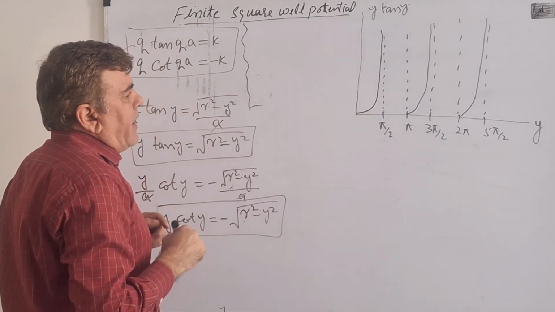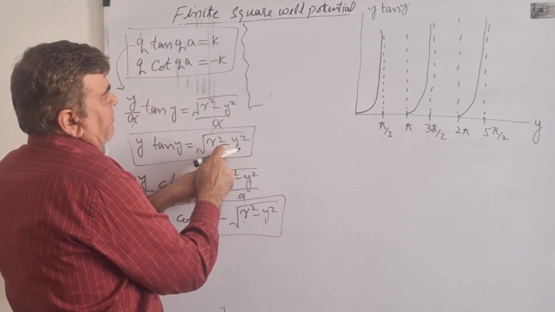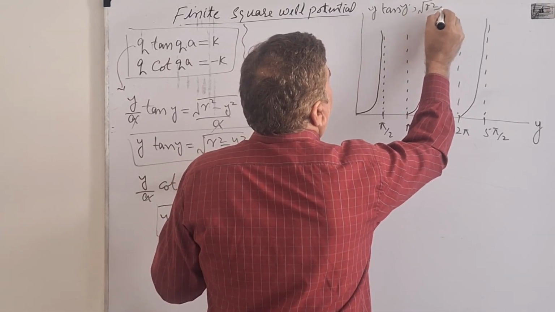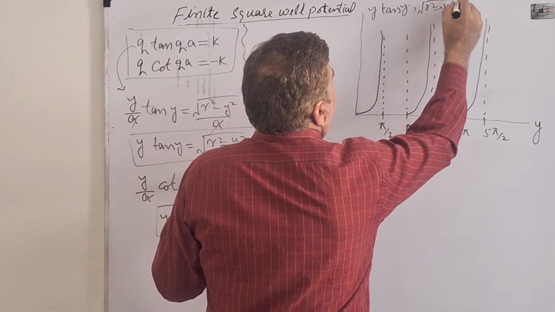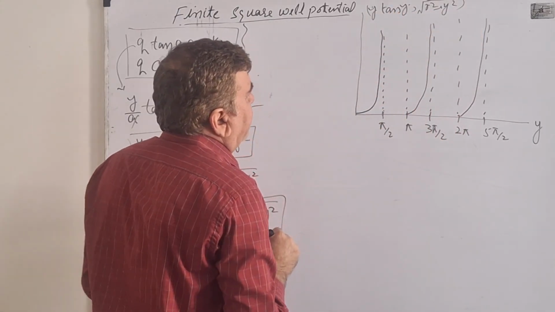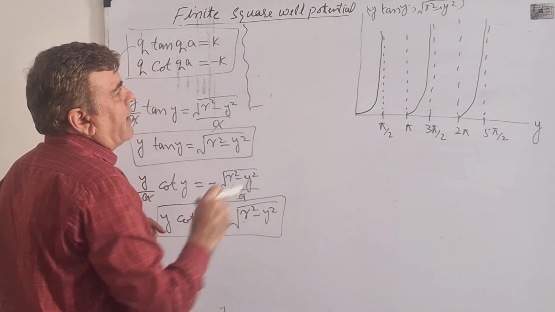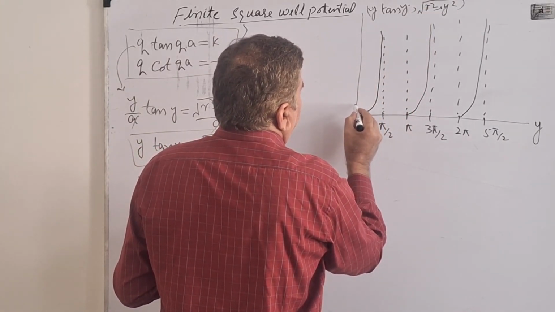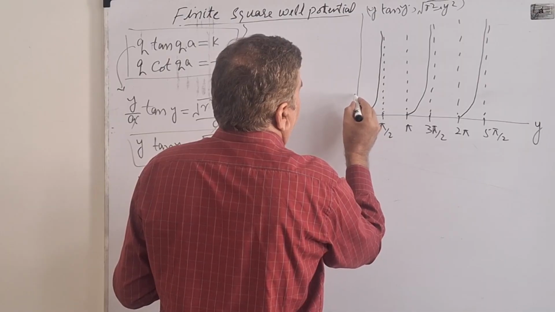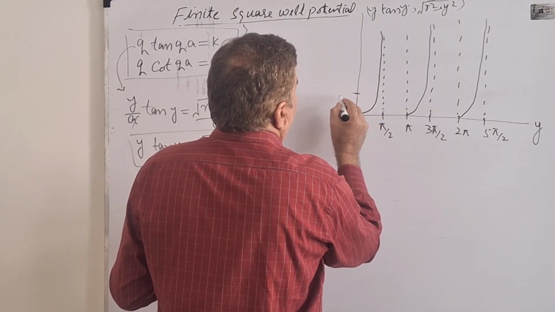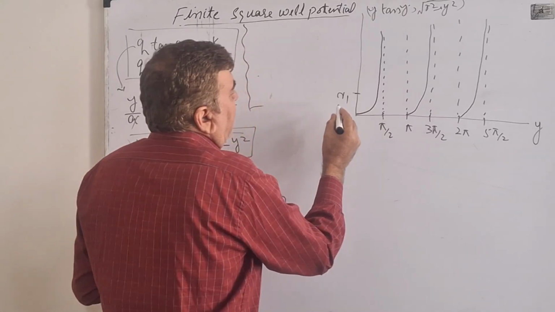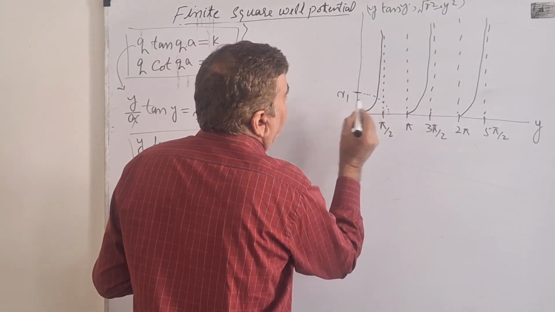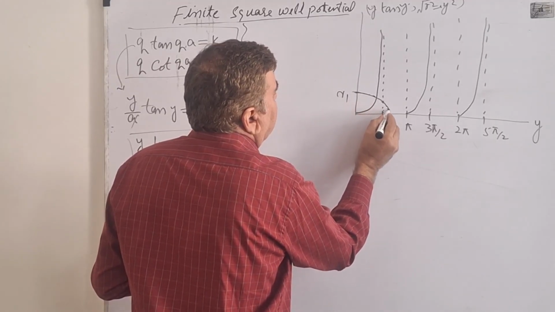And now I again plot this side of the equation, that is, I plot this thing, square root of r squared minus y squared, along the vertical. And if I plot that for different values of r, I keep r constant. Let's say I take two values of r. One, I take r equal to r1. If I plot for r1, I have a curve like this. For a fixed value of r, I have this curve.